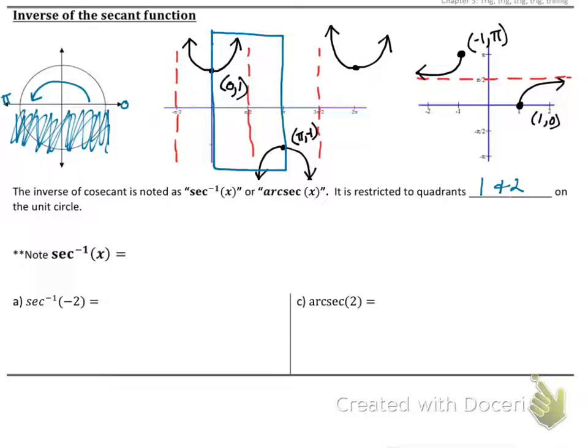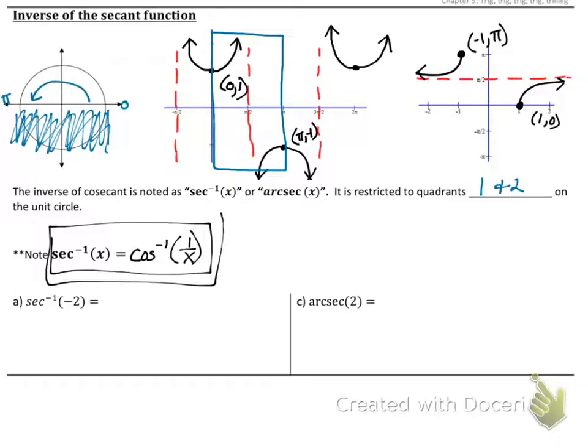Just like sine inverse and cosecant inverse, we have a rule for this one. Secant inverse of x is the exact same thing as cosine inverse of 1 over x. So this one is also a really nice one. As long as you remember that, these two are really nice. They don't have any additional rules. We just got to do 1 over x. So secant inverse of negative 2 is the same thing as saying cosine inverse of 1 over negative 2. So I'm looking for negative 1/2.